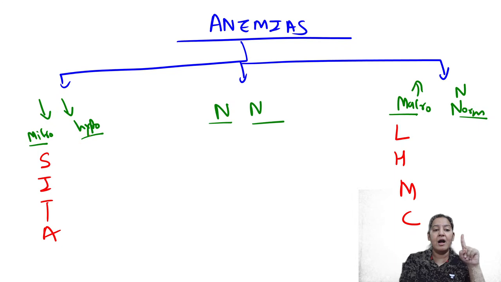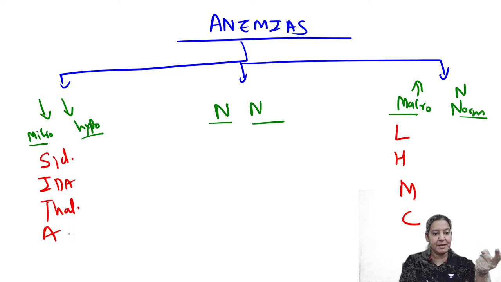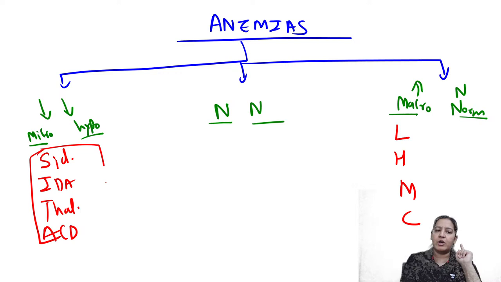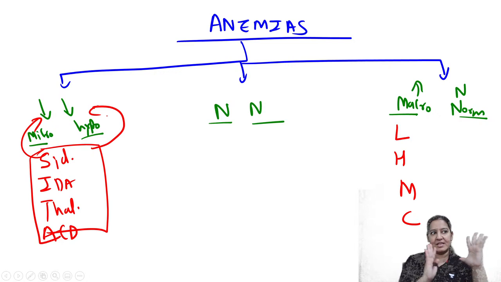It is sideroblastic anemia. It is iron deficiency anemia. It is thalassemia. And it is anemia of chronic disease, ACD. Everyone give me a thumbs up. So these four anemias, Sita, S-I-T-A, Sita. Sita is micro-hypo. Sita is micro, Sita is hypo. So learn like that. Sita is micro, Sita is hypo. You will never forget.